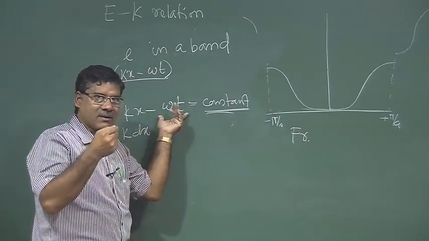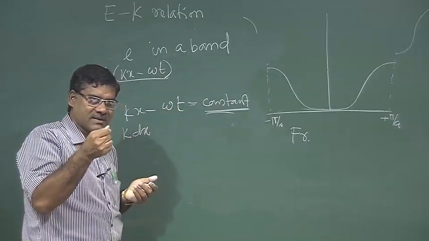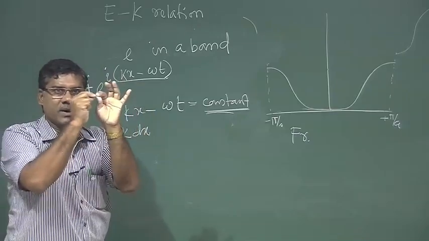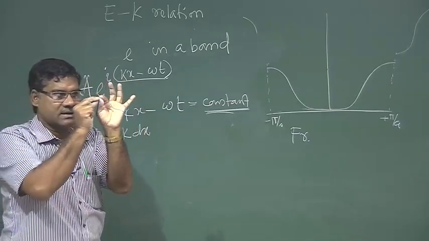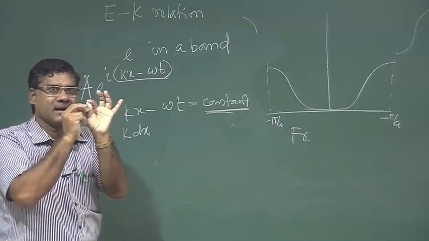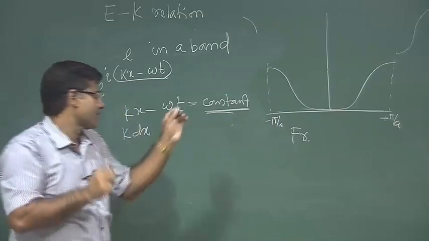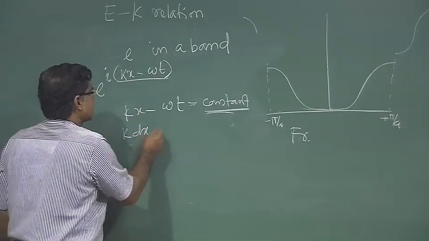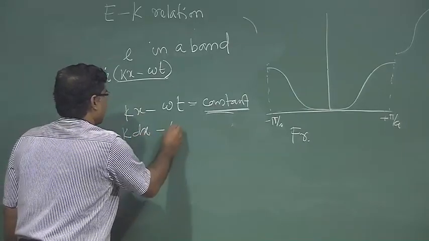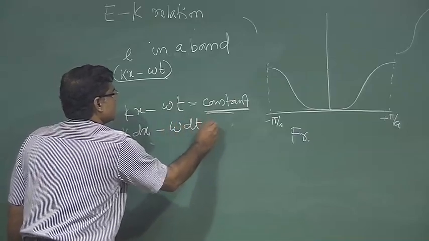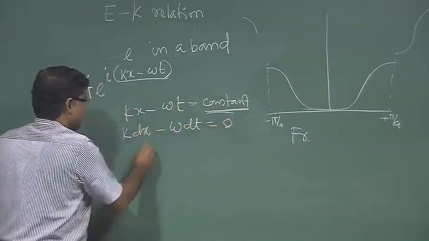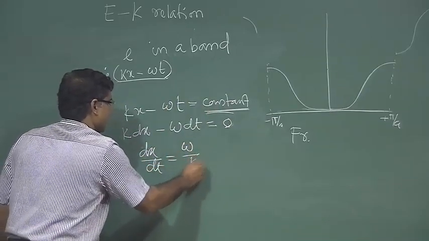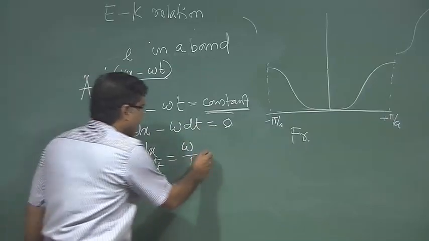So, we are finding the velocity of a wave, meaning the velocity of a particular phase, how it moves with time, right. So, we have to consider that particular phase, which is why we take the phase as constant. Okay. So, differentiating, k dx minus omega dt equal to 0. So, dx by dt is omega by k. This is called the phase velocity.